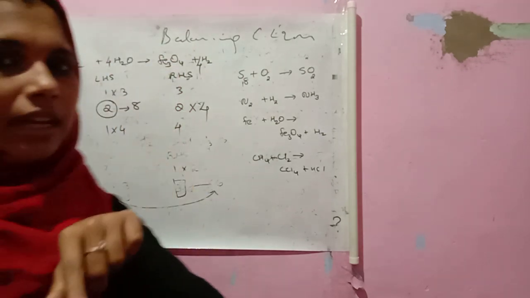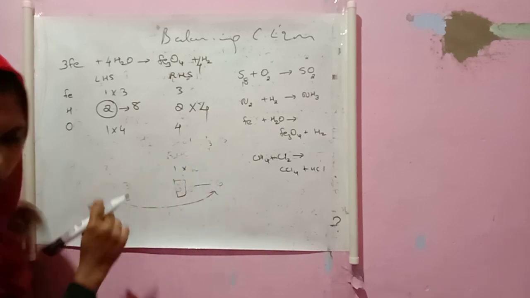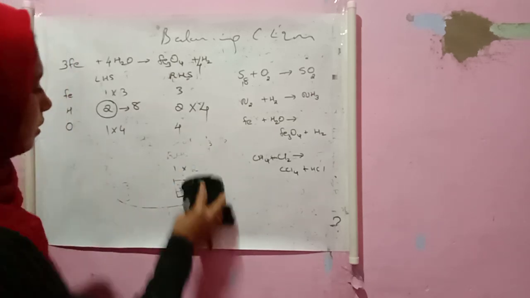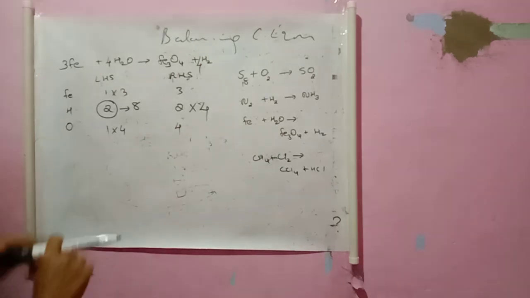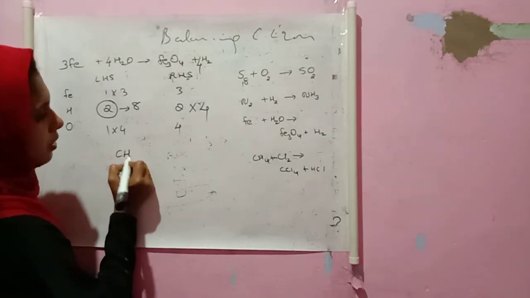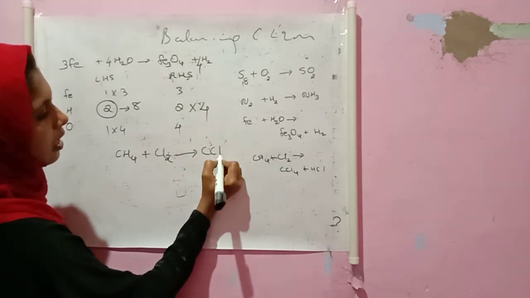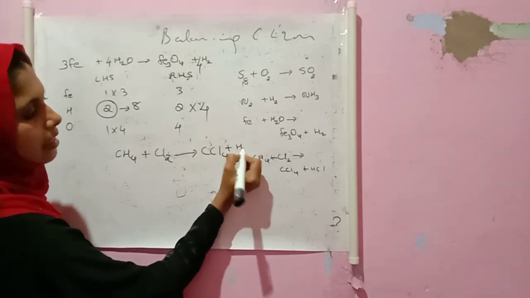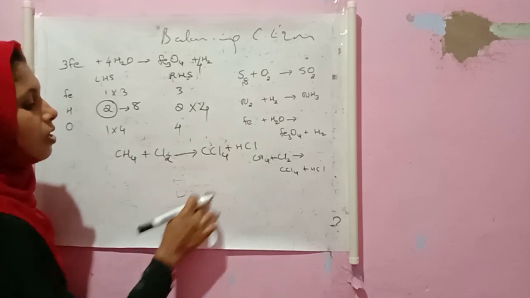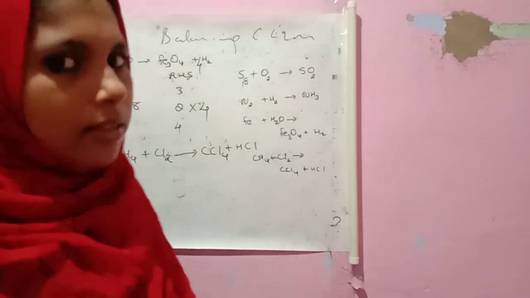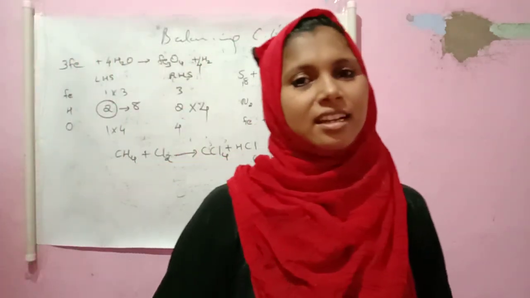Now I am giving a question for you. You have to balance this chemical equation. Try to balance this chemical equation and give me your answer. I am giving an equation: CH4 plus Cl2 gives CCl4 plus HCl. You have to balance this chemical equation using this study method. Try to balance this and give me the answer immediately.